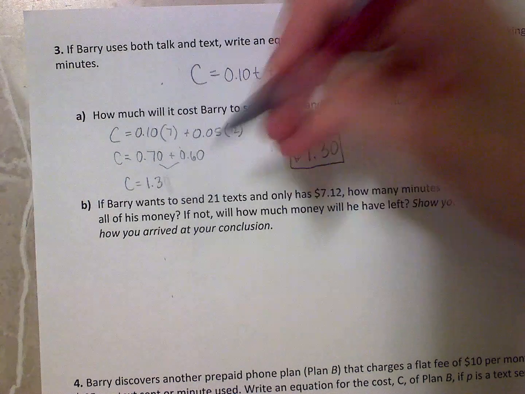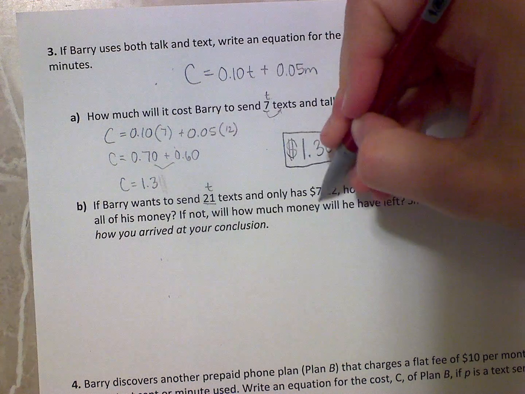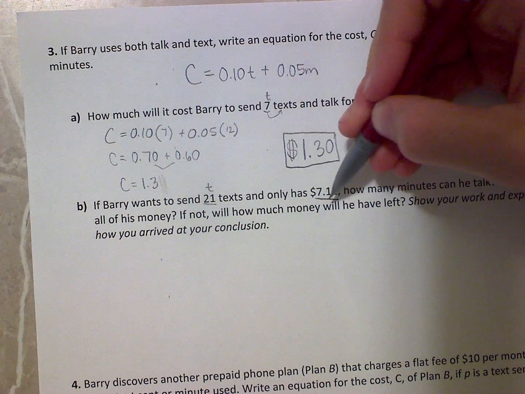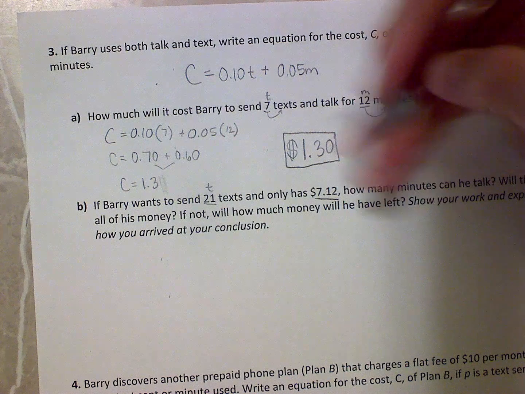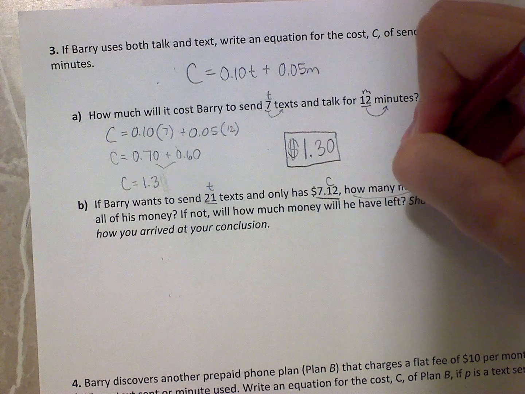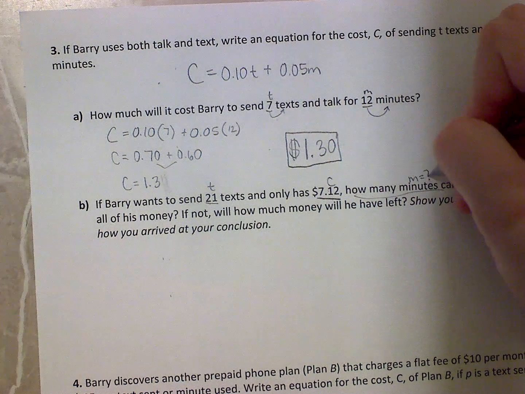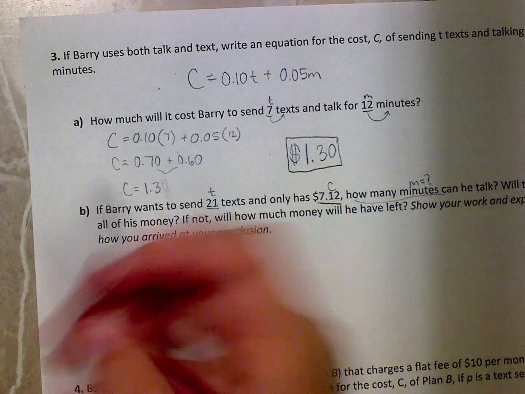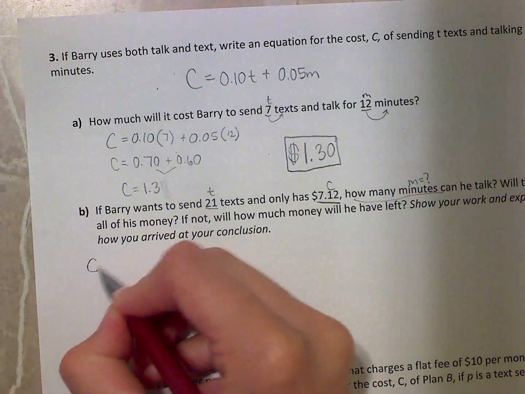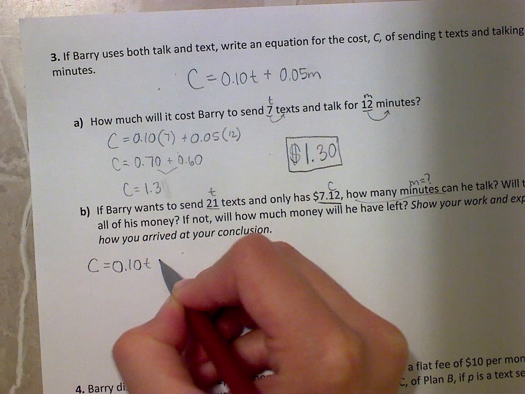It's 21 texts, so this 21 is T. He has $7.12, so that's how much his cost can be. That's how much he has. So this is going to be C. And the how many minutes, right? That means the M is what we're trying to figure out, is the question mark here. Okay, so we're going to use the equation. And I'm actually going to just copy the equation right here before I plug in, just to make sure that I don't make any mistakes.